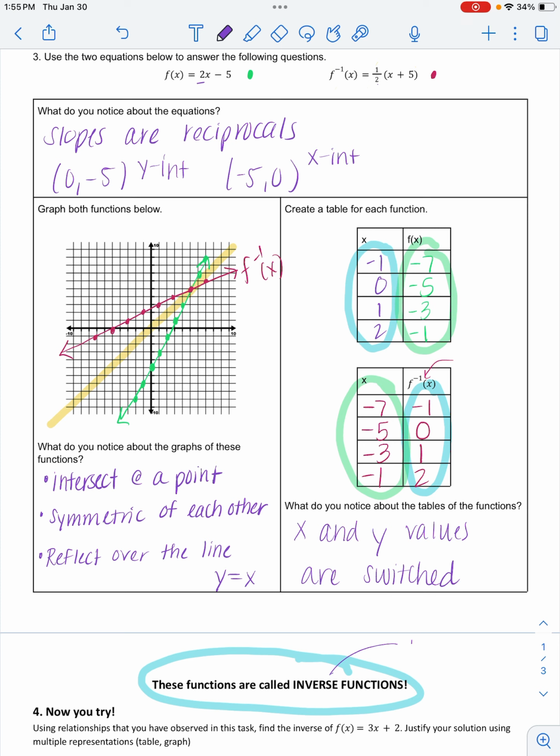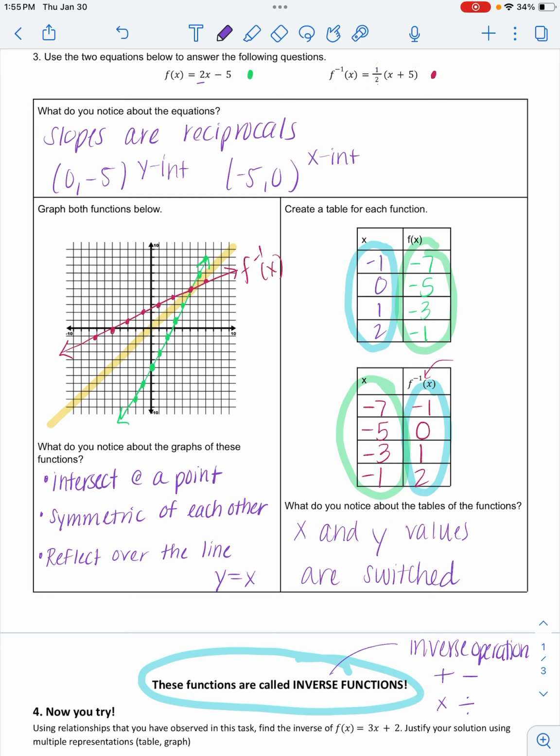And hopefully you've heard the word inverse before. A lot of the times you hear inverse operations. So if I say, what's the inverse operation of plus, you would say minus. If I say, what's the inverse of multiplication, you would say division. Okay, it's like the backwards. So inverses can be operations, but they can also be functions. So they're like backwards equations.